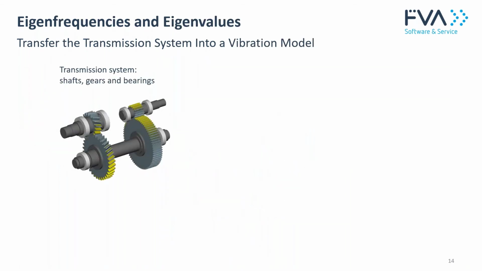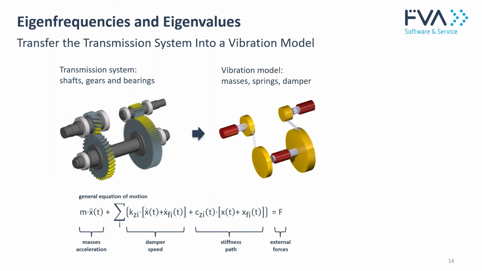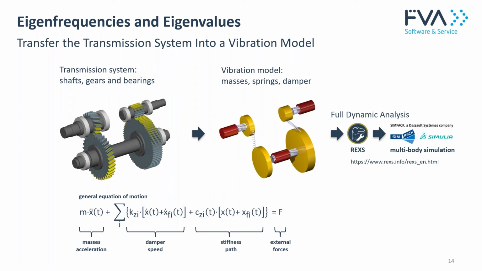Then last but not least, I would like to show shortly the eigenfrequency and eigenvalue analysis in the FVA Workbench. To get the eigenfrequencies, the transmission system with all components has to be transferred into a vibration model with masses, springs, and dampers. But in the FVA Workbench, we have no dynamic solver, so we are not performing a full dynamic analysis. For this, we can export our transmission model in the standardized REXS data format and use the multibody simulation tool SIMPACK. This is supporting at the moment the REXS data interface standard. In the future, the tool AVL Excite, but there the implementation of the REXS interface is still ongoing.